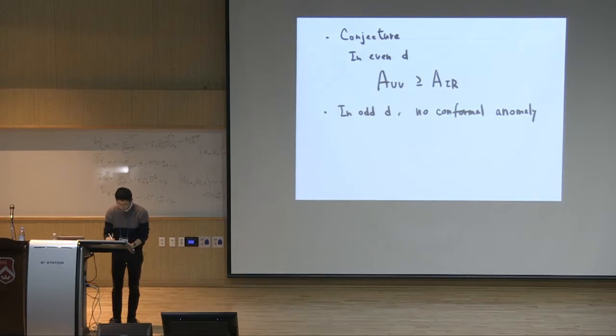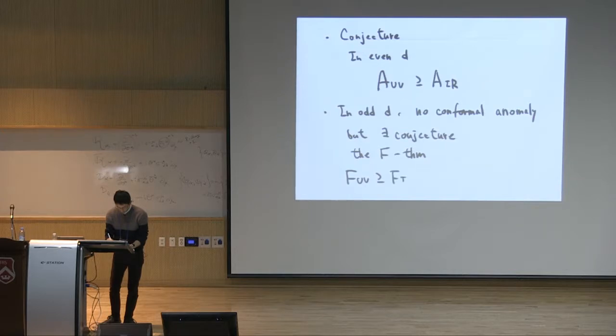So even in odd dimensions, it is highly natural to use a sphere partition function. And there is a conjecture of this form. Basically, in odd dimension there is a conjecture called the F theorem. The F theorem argues that for the sphere partition function, you need to take a log and you need some sign factor.